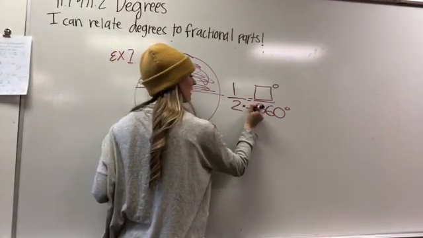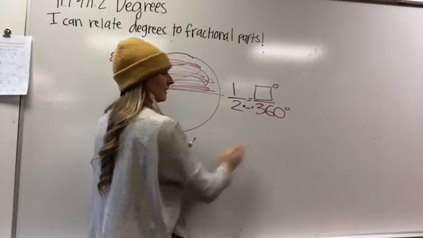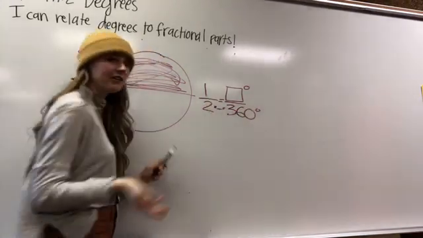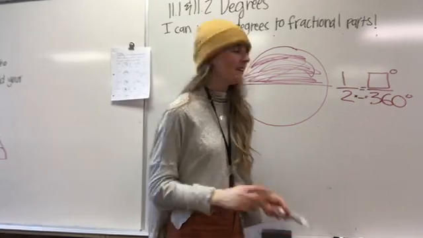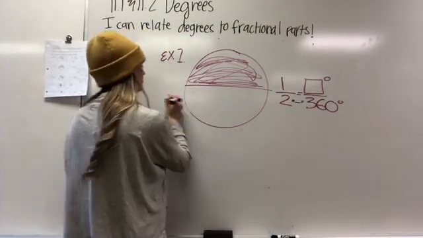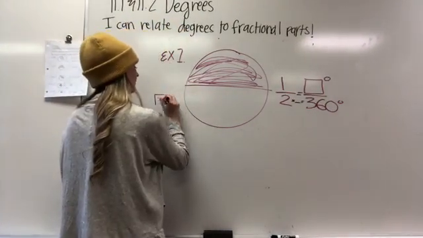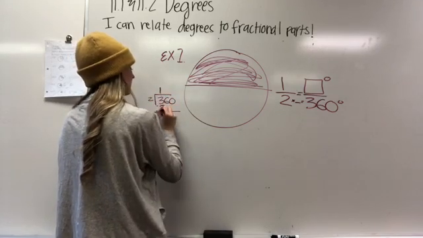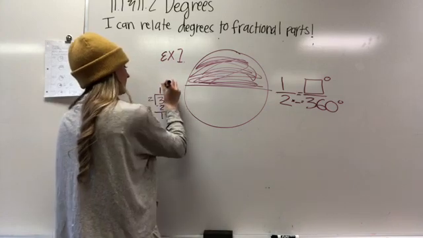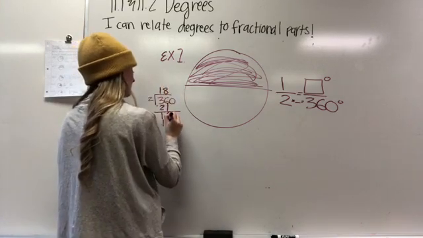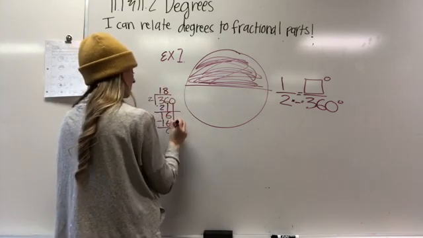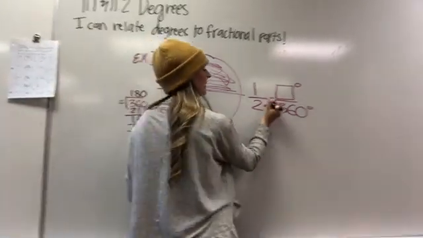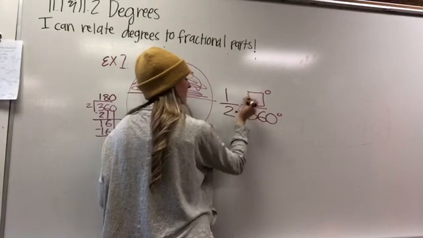2 times what gives me 360. Well, you may not know, so you could say 2 times what gives you 36. And you also may not know that. Okay, so if you don't know what 2 times what gives you 36, you could also do 360 divided by 2. 2 goes in once. 2 goes in 16 8 times. And bring down the 0. So it goes in 180 times, or 2 times 18, add a 0.